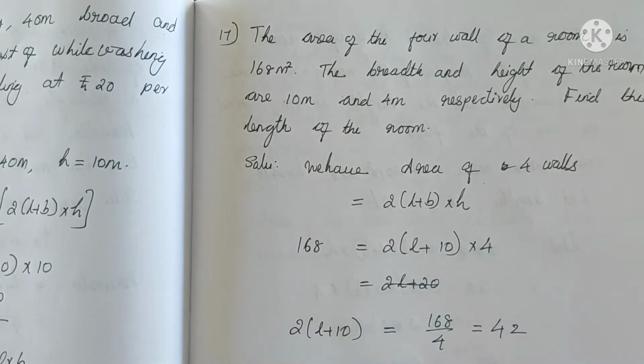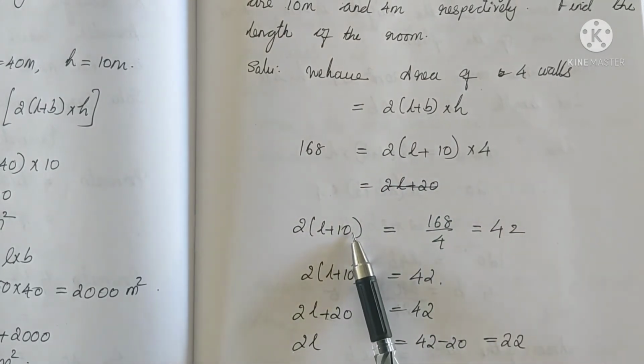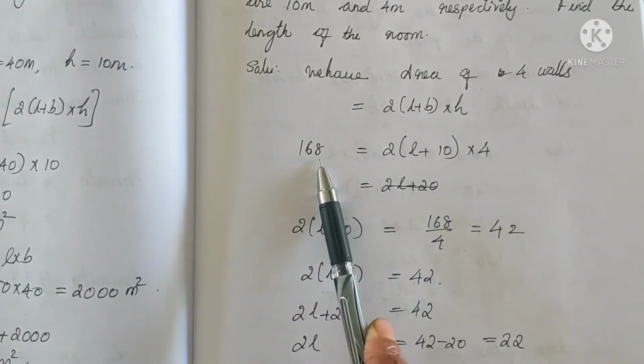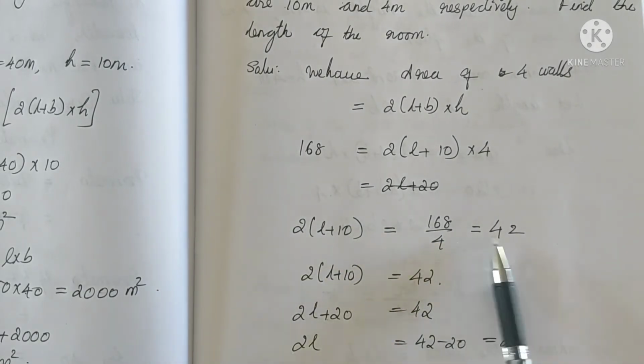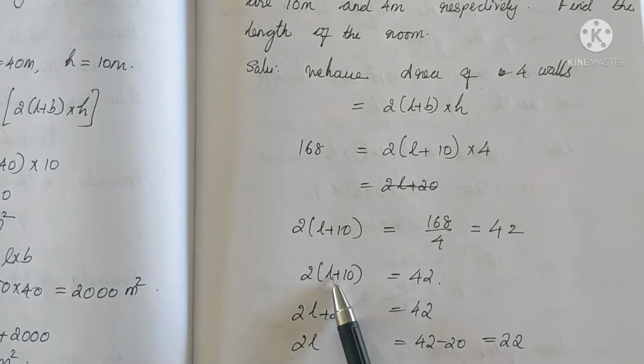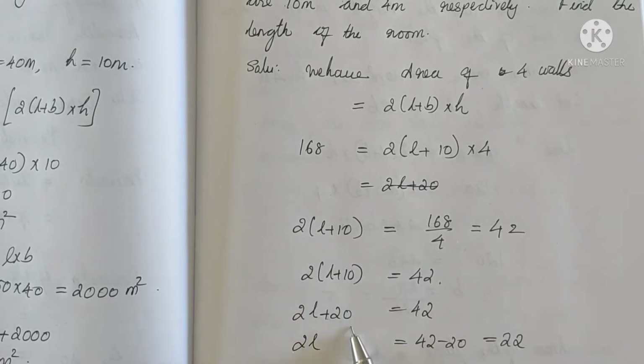We are substituting all the values. Now 2 into (L plus 10) that we are keeping here. We are taking this 4 to this side. Then it becomes 168 divided by 4 which is equal to 42. That is 2 into (L plus 10) is equal to 42. 2 into (L plus 10) means 2 into L plus 2 into 10, which becomes 20.